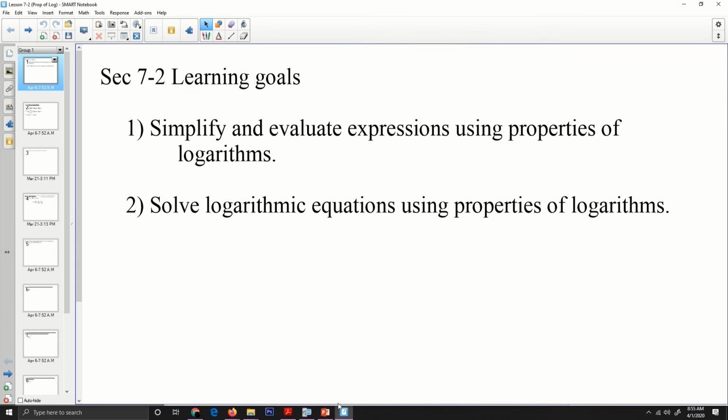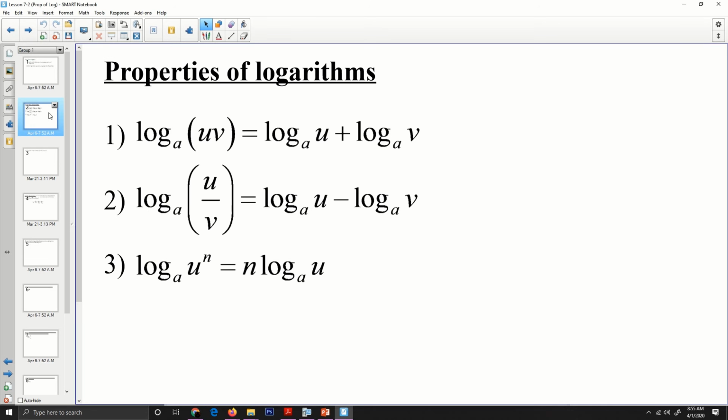Today we are going to simplify and evaluate expressions using properties of logarithms, and then we are going to solve logarithmic equations using properties of logarithms. So what are those properties of logarithms?